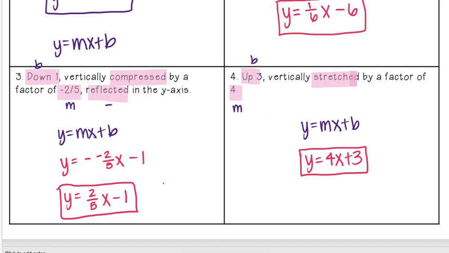And so when I first wrote it out, I knew there's going to be a negative out in front. But then my slope was also -2/5. Since I have these two negatives right next to each other, those actually end up making a positive. So this ended up turning into a positive 2/5 x minus 1. And then for number 4, that one was a little bit more straightforward. I'm going up 3, so I'm adding 3 at the end. I'm stretched by a factor of 4, so 4 is my slope.